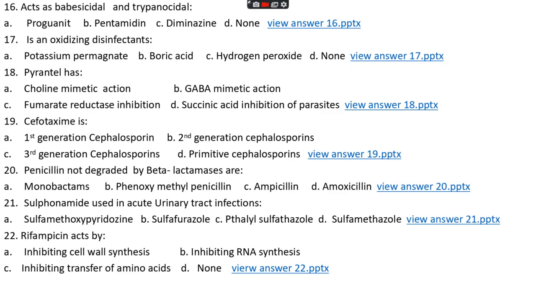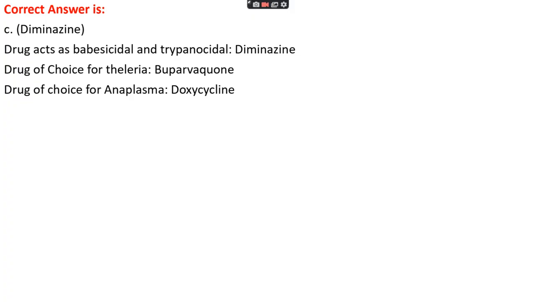Question number 16. Acts as babesicidal and trypanocidal. Option A, proguanil; option B, pentamidine; option C, diminazene; option D, none. The right answer is option C, that is diminazene. The drug that acts as both babesicidal and trypanocidal is diminazene. And the drug of choice for Theileria is buparvaquone, and the drug of choice for Anaplasma is doxycycline.